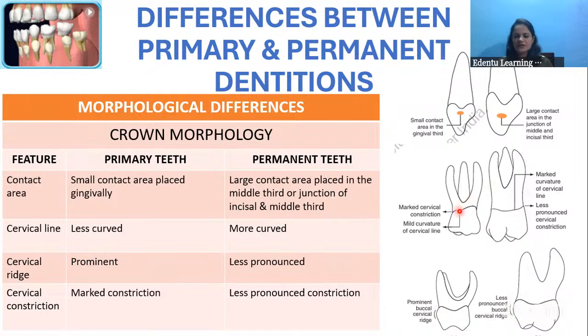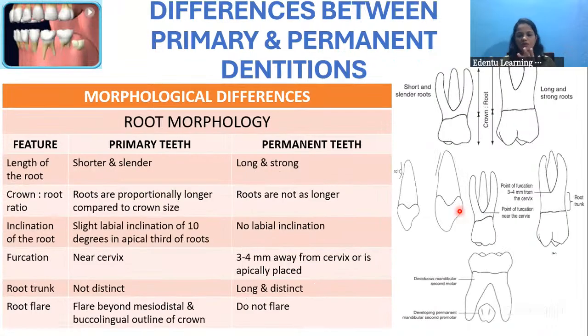And look at the cervical constriction of it. We had already seen about the cervical constriction. The cervical constriction is very marked. That's why the crown of the deciduous teeth looks very bulbous in nature. Whereas in the permanent teeth, the constriction is less pronounced, so it is not that bulbous in nature. So that's all about the crown morphology.